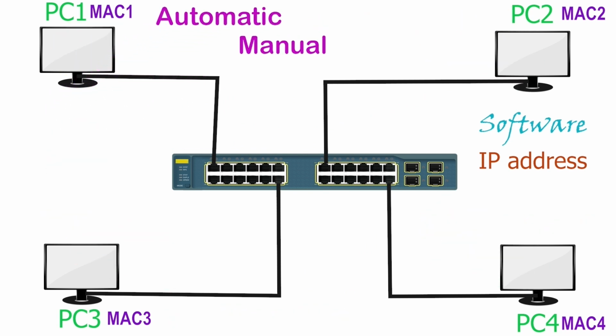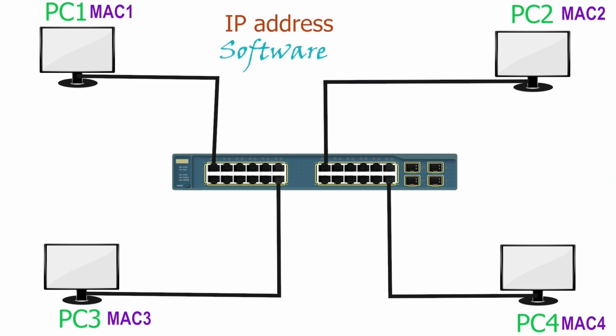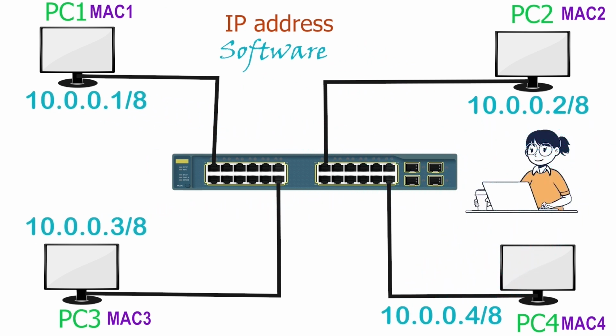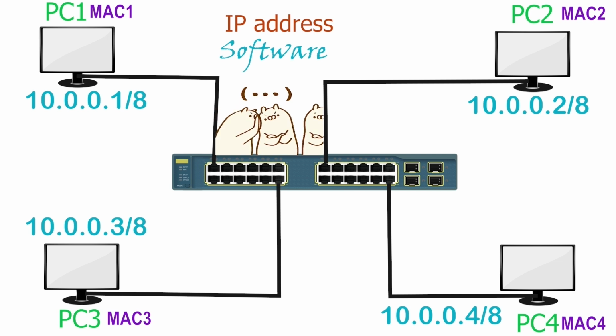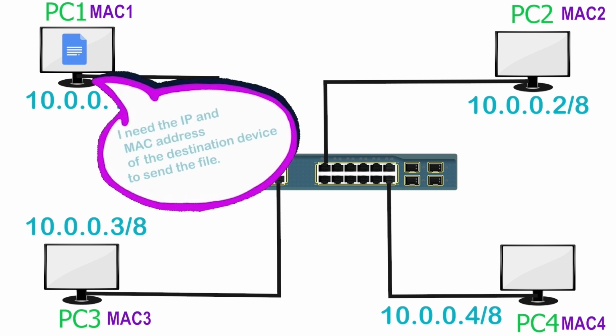No matter how a device gets an IP address, it can communicate with other devices in the network only if it has it. For this tutorial, let us assume that the administrator manually configured all devices' IP addresses. Now, let us see how communication takes place in this network. Suppose PC1 wants to send a file to PC3. For this, PC1 needs to know the IP address and MAC address of PC3.